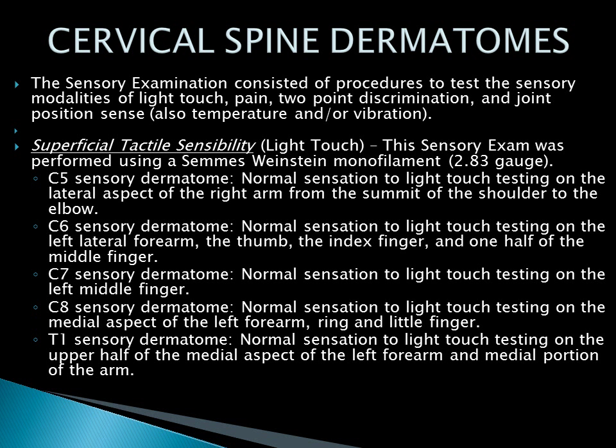For testing C6, we're going to test on the lateral forearm. We're going to test on the thumb, on the index finger, and on the radial half of the middle finger. For C7, we test on the middle finger, on the dorsal aspect. For C8, we test on the medial aspect of the forearm, the ring, and the little finger. And then for T1, we test on the upper half of the medial aspect of the forearm and the medial portion of the arm.